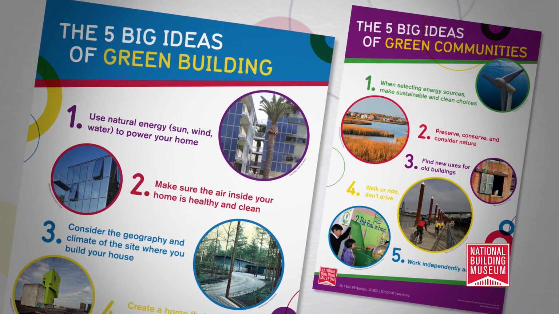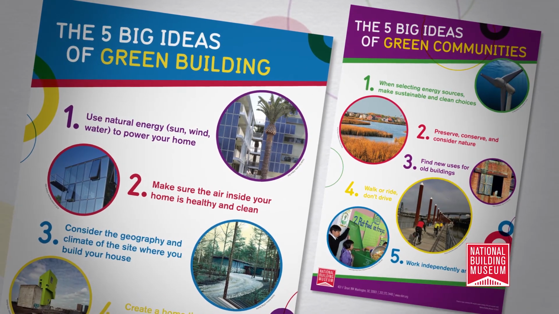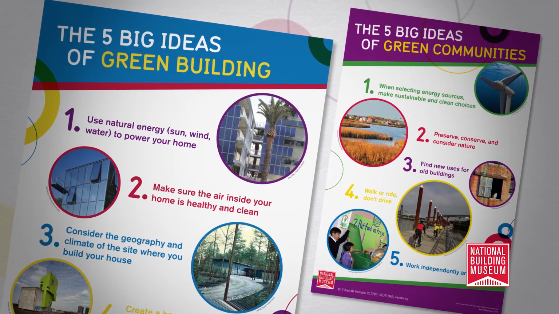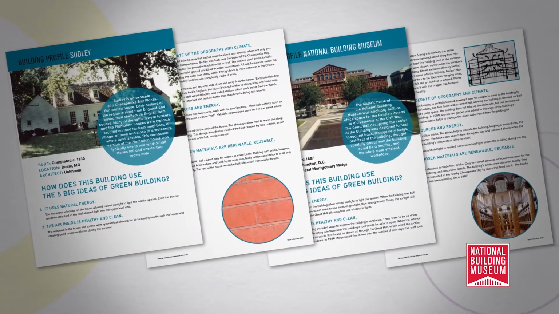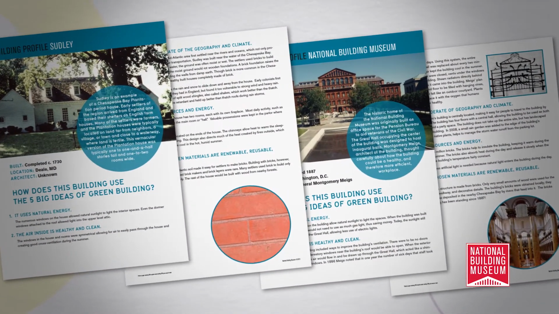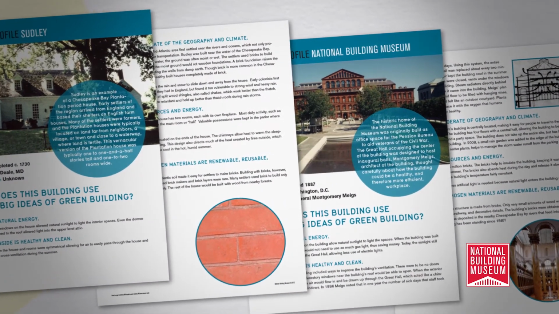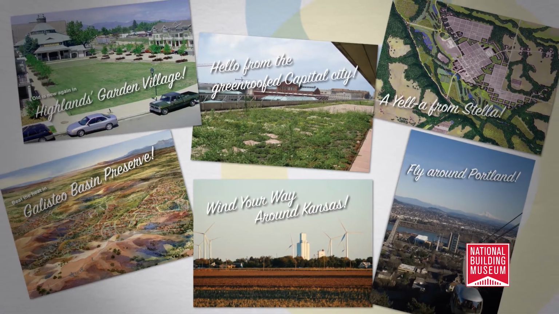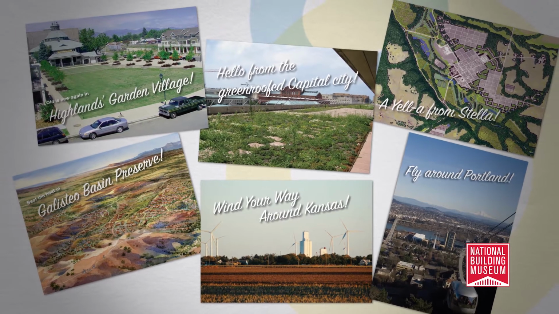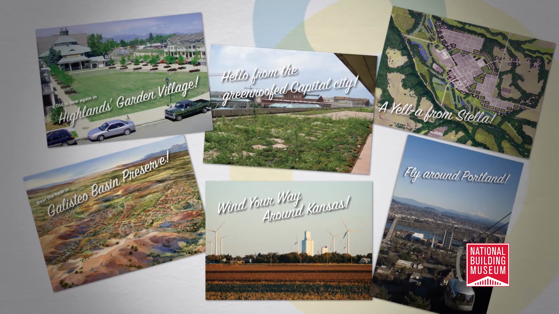Based on what they learn through the Green Community Program, they'll be tasked to imagine and then create a more sustainable city called Greenville. These two posters are included as well: the 5 big ideas of green building and the 5 big ideas of green communities. These building cards profile actual structures and provide real-life, concrete examples of the concepts presented in the curriculum. The same goes for these community postcards. They feature 6 communities from across the United States.